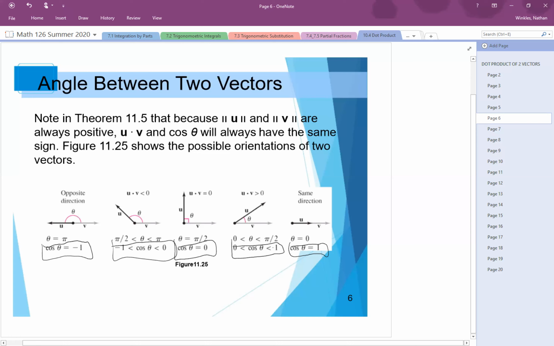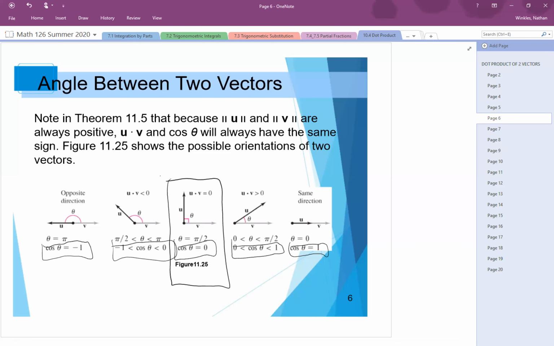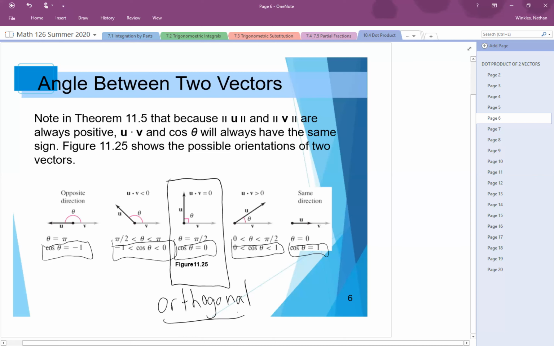If our dot product is 0, so in other words, this case right here, this is an important case. If we know that the dot product is 0, that means that theta is equal to pi over 2. And it also means that they are orthogonal. Orthogonality gives us a lot of traits and everything, so it's good to know if our two vectors are orthogonal or not.